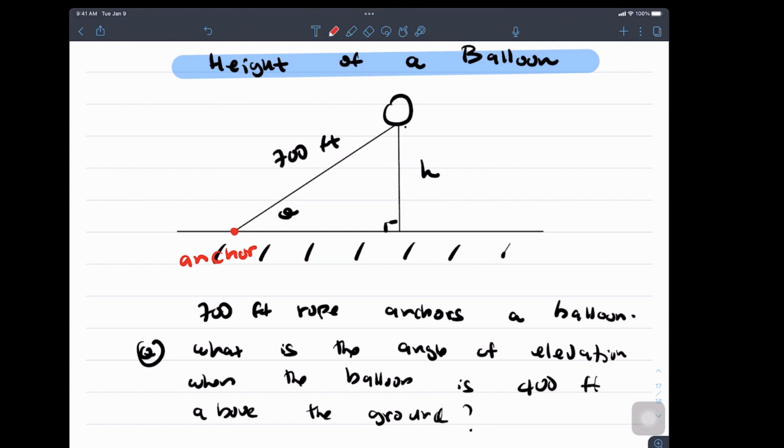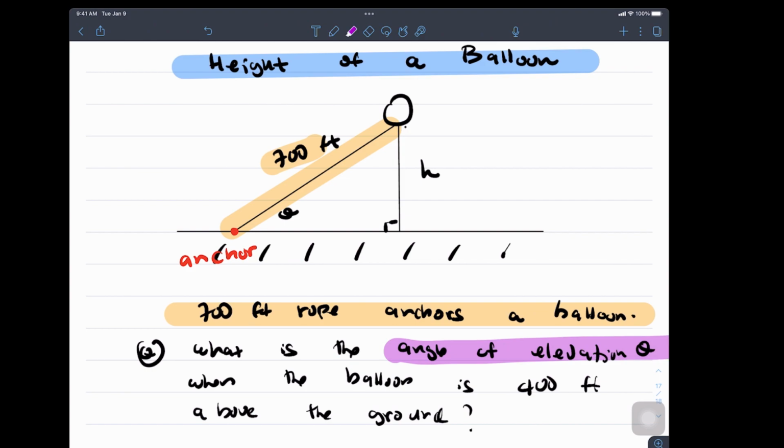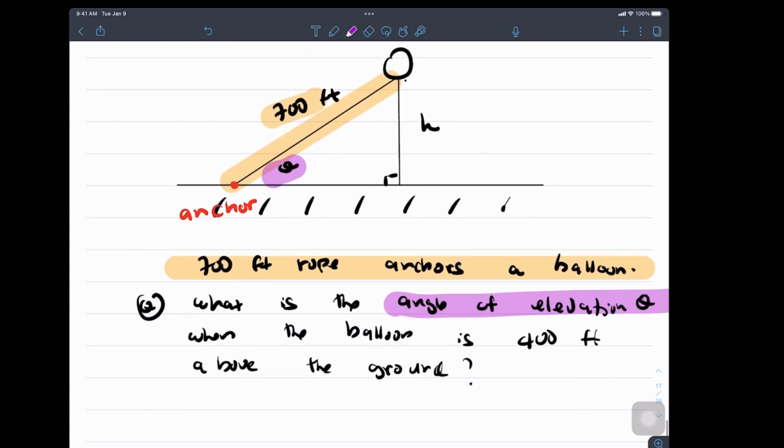And then they're saying that 700-foot rope. So I don't know. This is the rope. Now, what are they asking? What is the angle of elevation? A lot of times you'll even put the letter, so we'll put it as theta. There's theta. When the balloon is what? 400 feet above the ground. So this portion is what? 400. Okay?